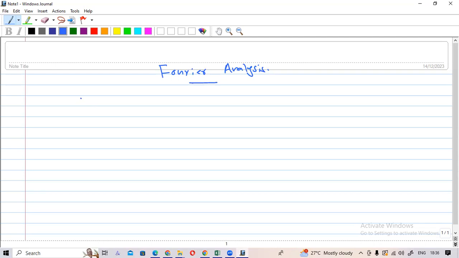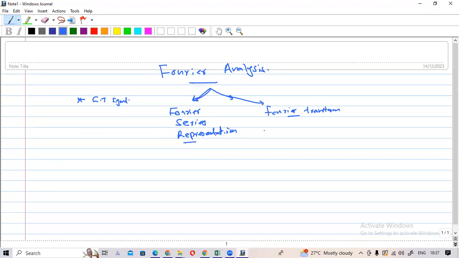Now I think you have learned Fourier analysis related to continuous time signals. Actually, there you have learned two approaches. What are they? Can anyone remember? So you have learned Fourier series representation, and what is the other one? That is Fourier transform. These two techniques you have learned.